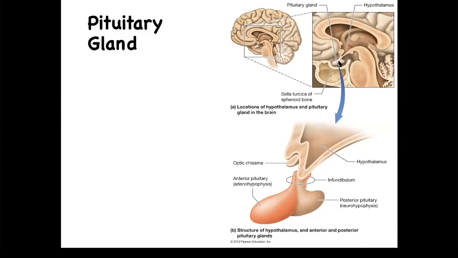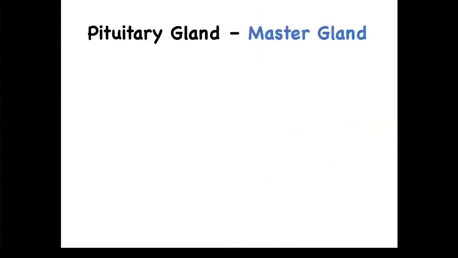Recall that the pituitary gland is attached to the hypothalamus located here by the stalk called the infundibulum. It sits in a depression called the hypophyseal fossa, which is within the sella turcica of the sphenoid bone. Here in this enlargement, you can see the infundibulum and the anterior and posterior pituitary glands. The pituitary gland is known as the master gland. This is because the hormones it releases control many other glands.